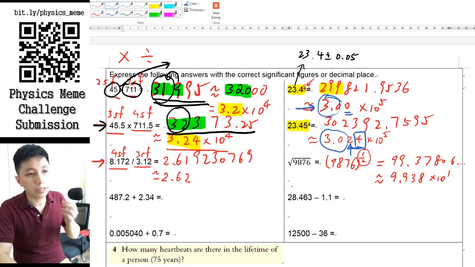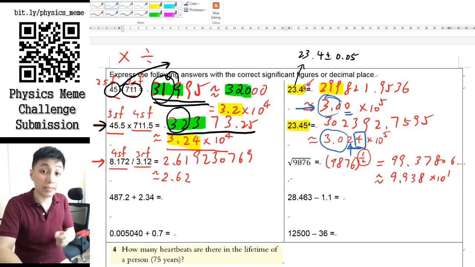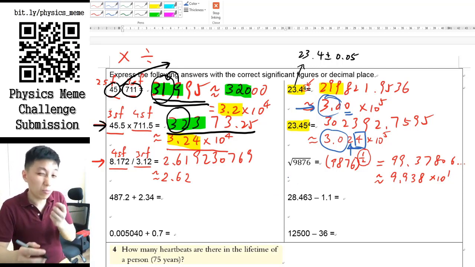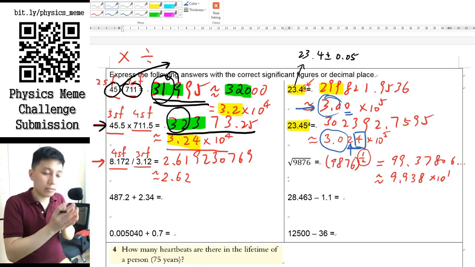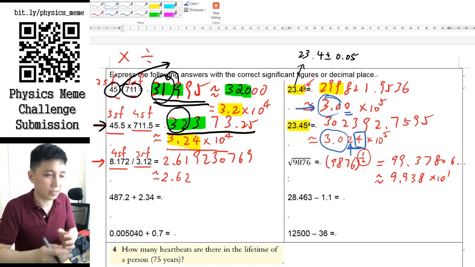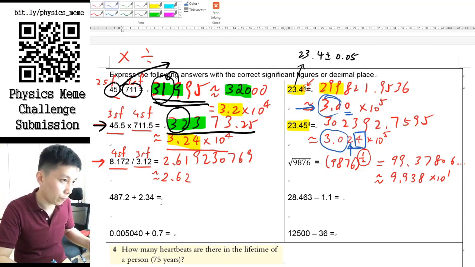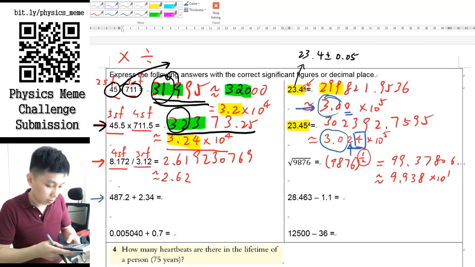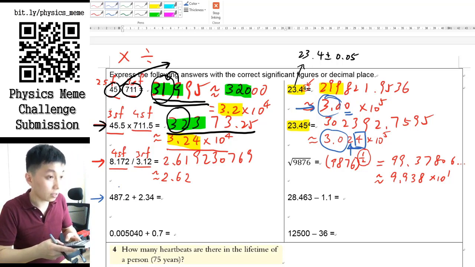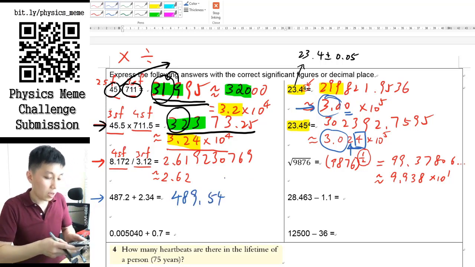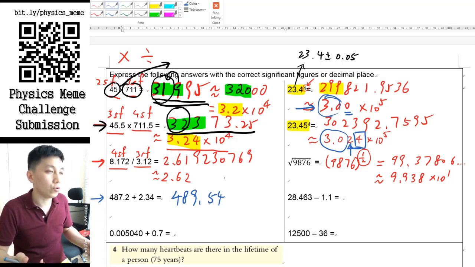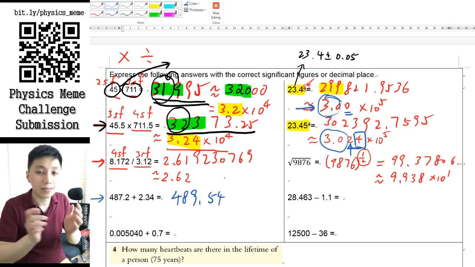Okay, so now we'll go into the plus and minus. In fact, these are slightly more complicated than times and divide, because those are relying on significant figure. For plus or minus, it will rely on the decimal place instead. So let me show you an example. So for the first one, this question here, when you press the calculator, you will get the whole number as 489.54, and the rule of thumb is you again would take the least decimal place.